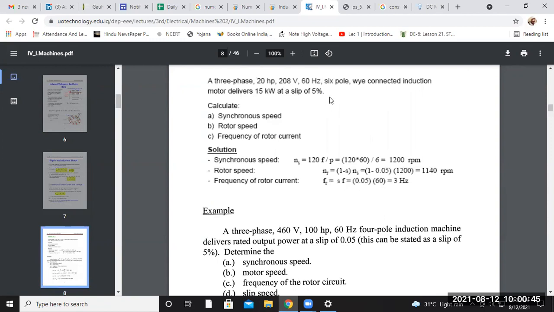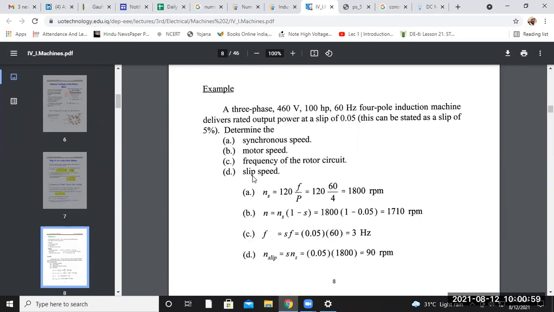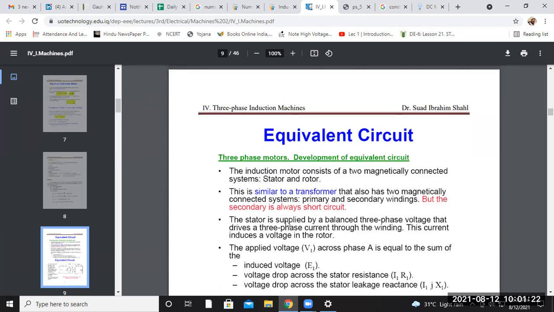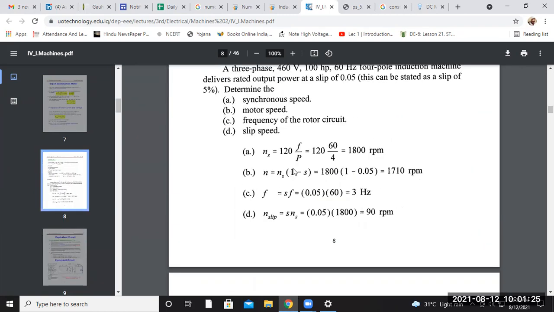So depending upon the available parameters, we had to calculate three components: synchronous speed, rotor speed, and frequency of the rotor current. From the appropriate formula, we derived the different types of numericals. Then we also saw another term called slip speed. With the proper formula, we derived the slip speed as N slip equal to s into Ns, that is, slip into synchronous speed. That will give you the slip speed. So we have already done two types of numerical based on the induction machine.